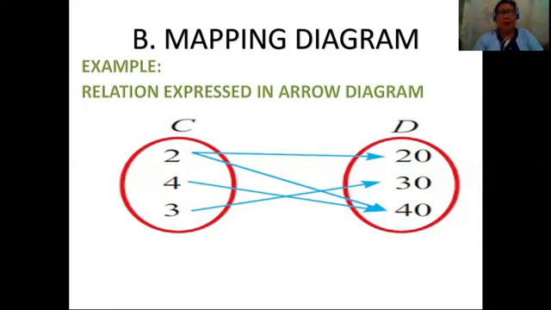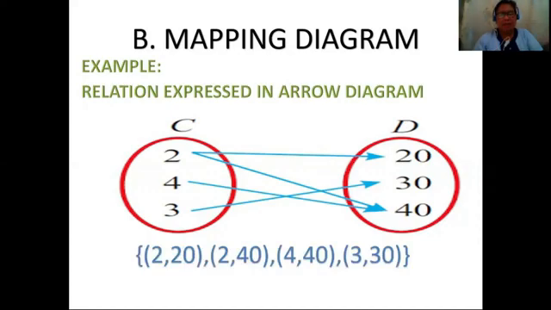2 is paired with 20 and 40. 4 is paired with 40. And 3 is paired with 30. Expressing this in a set of ordered pairs, then we have (2, 20), (2, 40), (4, 40), and (3, 30).